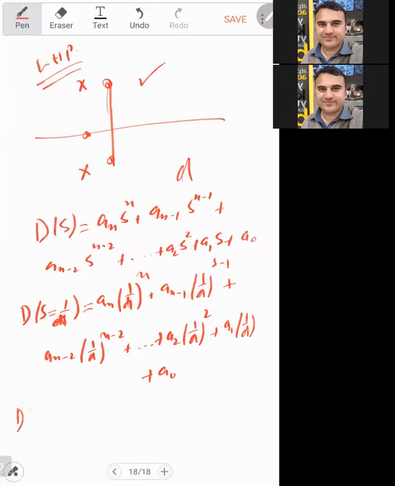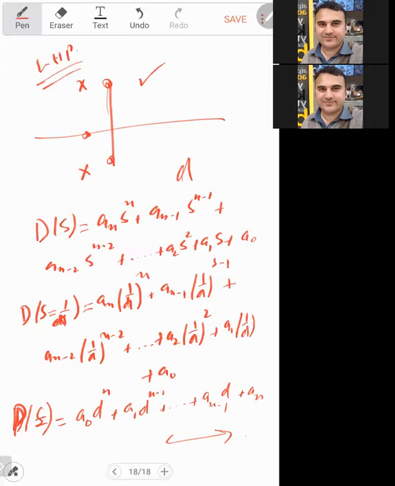then the new polynomial, let's say represented with p, will become equal to what? A naught d power n plus a 1 d power n minus 1, and so on, plus a n minus 1 d plus a n. So we just reverse the coefficients of the original polynomial.